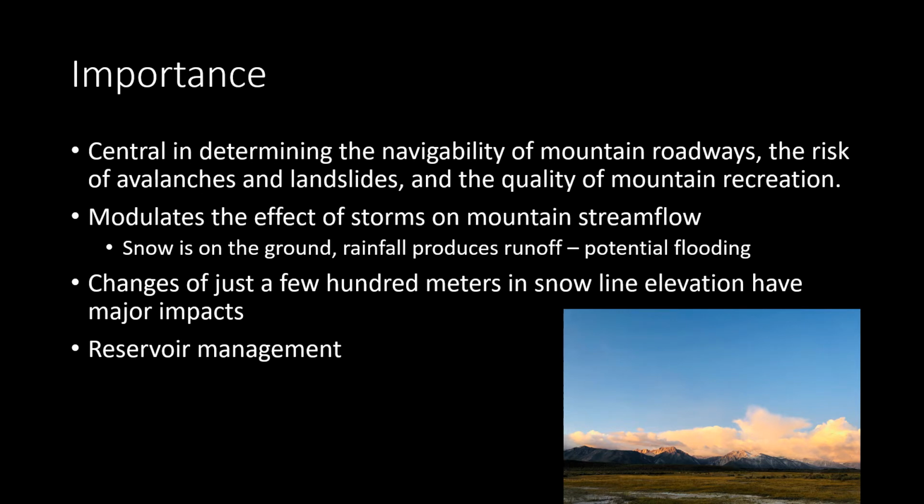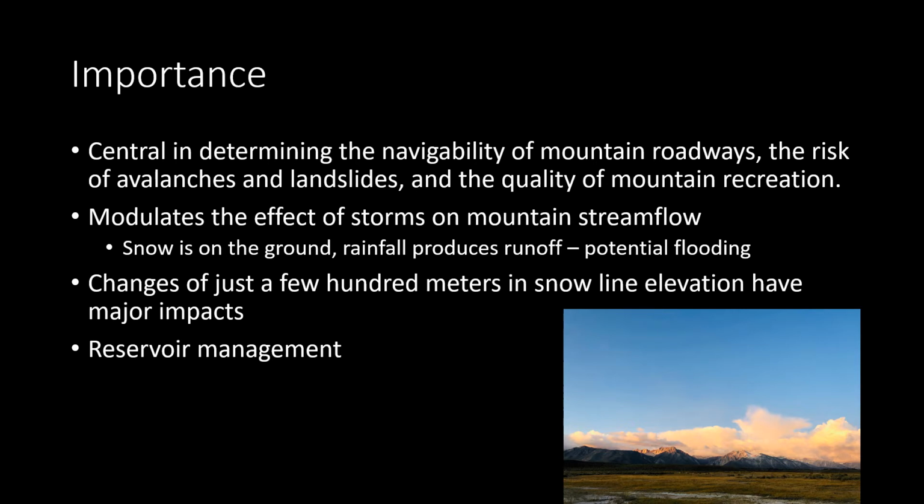The snow line regulates the effects of storms on mountain stream flow. Snow is stored on the ground where it acts as a natural reservoir, whereas rainfall produces runoff much more quickly, which can potentially lead to flooding. An extreme example of a rain-on-snow event is the 1997 Merced River flood over New Year's, which stranded 2,100 visitors and caused an estimated $178 million in property damage to Yosemite Park.